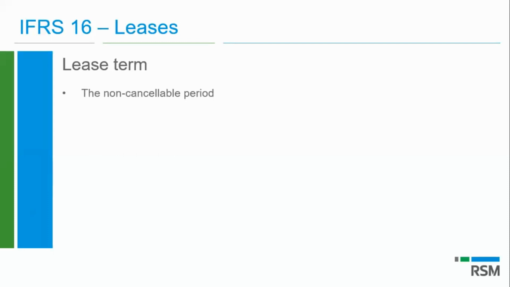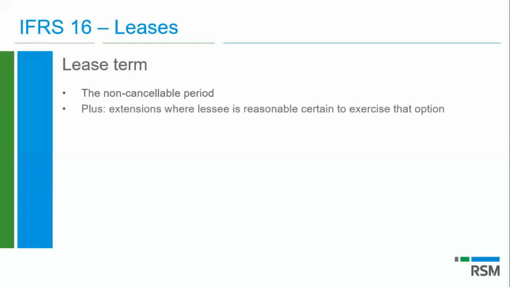First and foremost, the easiest part is the non-cancelable period. So we enter into a lease for 5 years, 3 years, 4 years, 10 years, whatever it might be, and that's quite straightforward. We know what that non-cancelable period is. The tricky part comes in with what we refer to as the extension period. We would include the extension period that the lessee is reasonably certain to exercise. So if at the inception of the lease the lessee is reasonably certain they will exercise the option to extend the lease, you would include that extension period in your lease term.